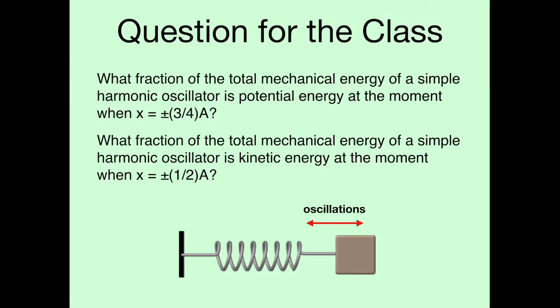So here's an example that you can try out on your own. Actually, there are 2 questions here. The first one is, what fraction of the total mechanical energy of a simple harmonic oscillator is potential energy at the moment when x is plus or minus 3/4 a? Then we have, what fraction of the total mechanical energy of a simple harmonic oscillator is kinetic energy at the moment when x is plus or minus 1/2 a? So pause the video, see if you can work this out, and then we'll go through it together.